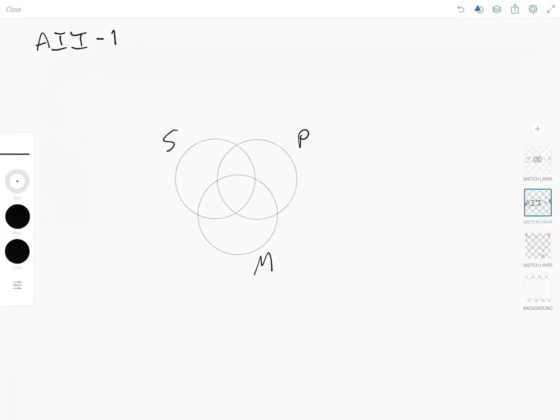In this video, I'm working two more sample problems. Let's start with AII 1. So the first task is to reconstitute the schema from this mood and figure. So we will do that.